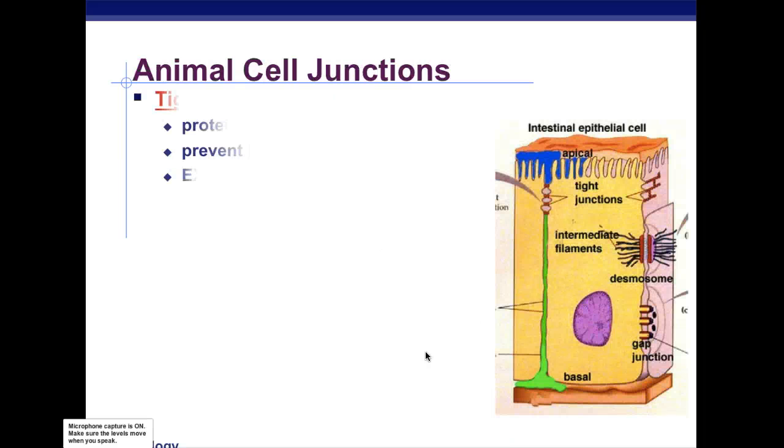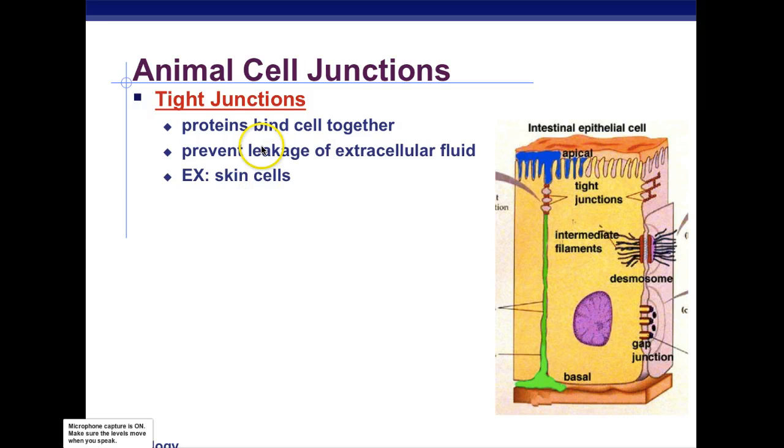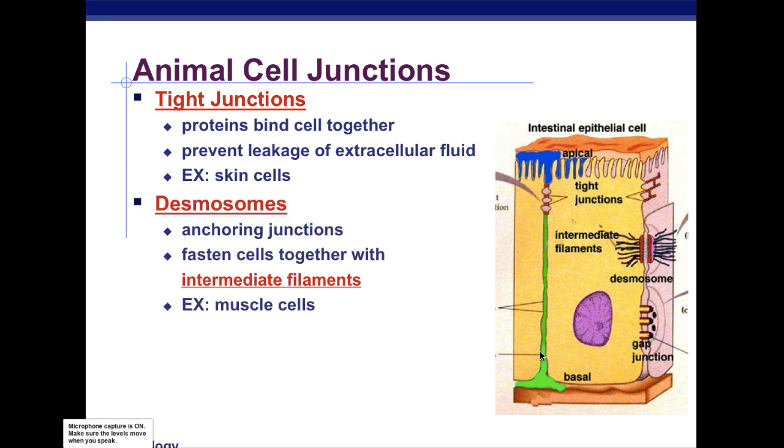Animal cells have three types of junctions. The first kind, called a tight junction, binds the cells together with proteins, and actually kind of creates a filling in between the cells to make them watertight, make them waterproof, so water cannot seep in between the cells.